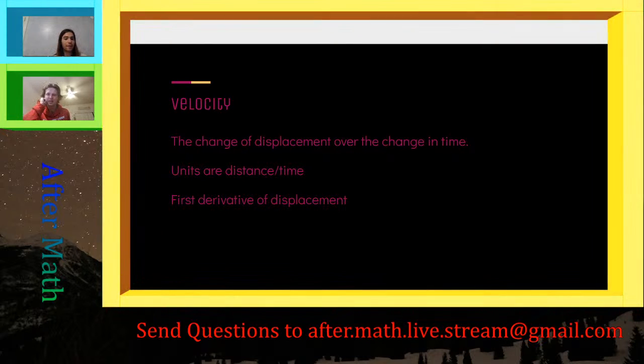The reason behind that is if we want to find the instantaneous velocity, let's say that we have this displacement function, but the velocity isn't constant throughout the whole thing, and we want to find an instantaneous velocity, then we want to find the instantaneous slope, which is the derivative.